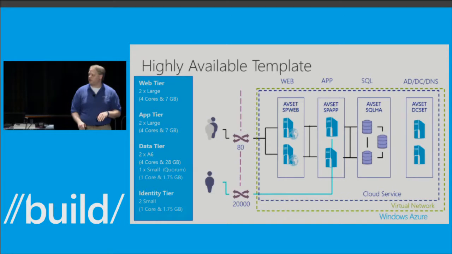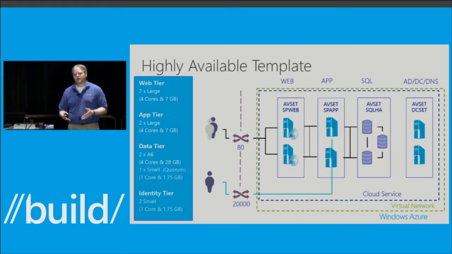Those are all put into one, what we call a cloud service. So the virtual machines go into a cloud service. We also put that into a virtual network. Now, a virtual network does a couple things for you. One, it gives persistent data center addresses for those machines. So when you're using Active Directory, you definitely want to use a virtual network so that you have a consistent IP address for the DCs that are performing as the DNS servers.